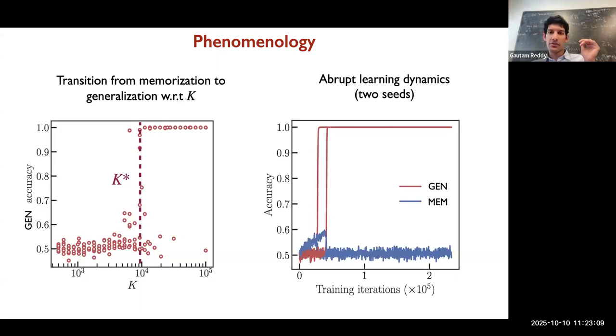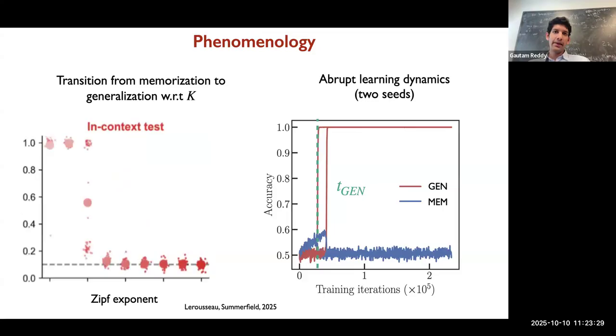And the other transition that we see, which is what I mentioned earlier as well, is that during training, there's a sudden transition from basically chance accuracy to perfect accuracy, right? These are two different seeds, which is why you're seeing two different curves. But we also want to characterize what determines this transition over here. Funnily enough, you also see this in experiments. If you do this with human participants, the x-axis is something slightly different. It's not K, it's some parameter that controls the distribution of item label pairs that you give in the context, and you see this transition as well, where at some point they go from memorizing to generalizing. So that's a common feature.